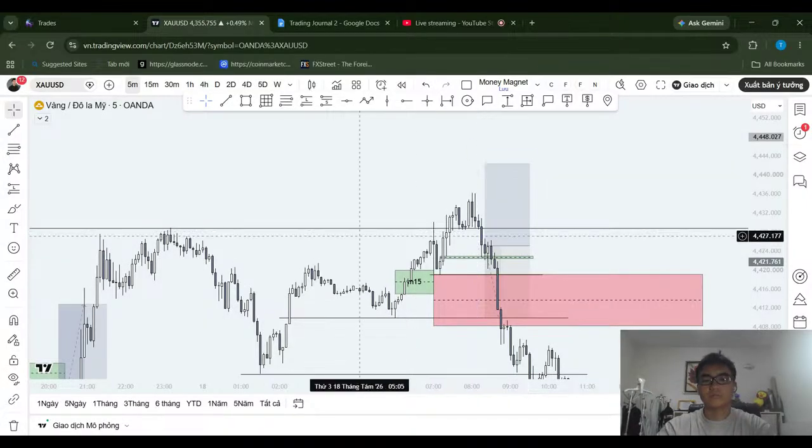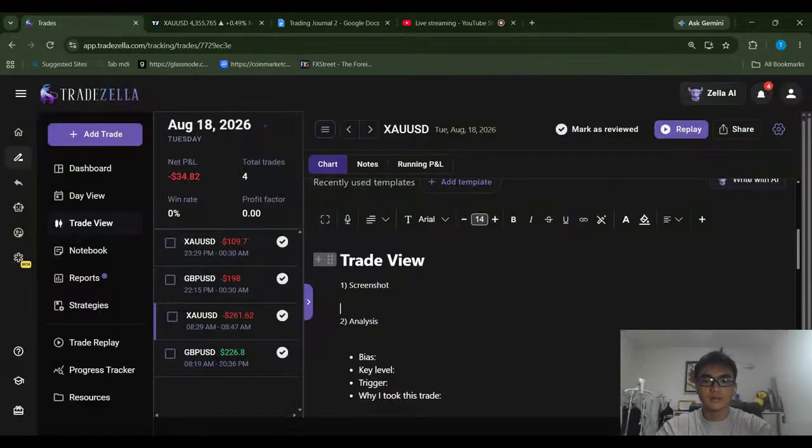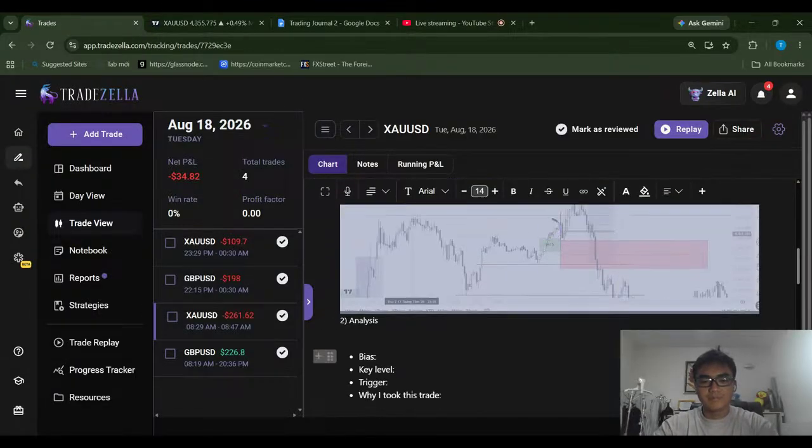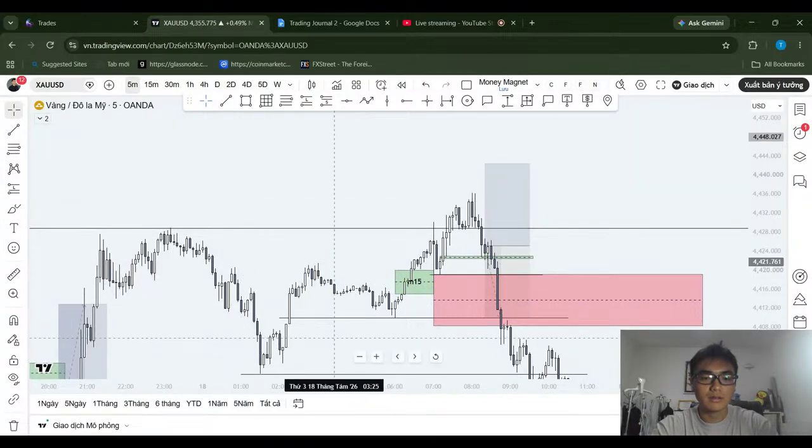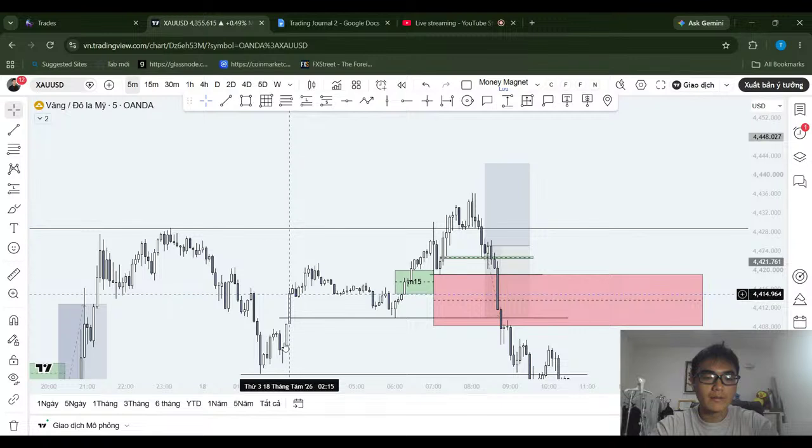This trade is very simple. I have many reasons. My bias is long. Why is the bias long? Because the trade could have a liquidity.